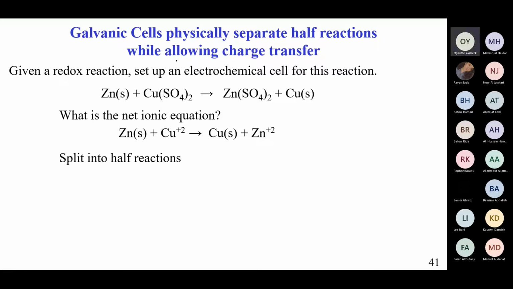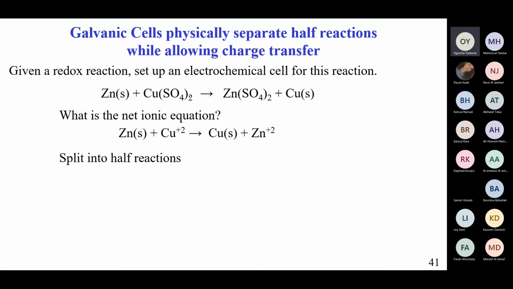We're going to do now an example of how to set up this electrochemical galvanic cell. Where do we put each half? So here's a chemical reaction. Do we see any energy? Do we see any electrons? No, it's chemistry. It's zinc, copper, sulfate. It's a chemical reaction: zinc solid reacting with copper sulfate, going to zinc sulfate and copper solid.